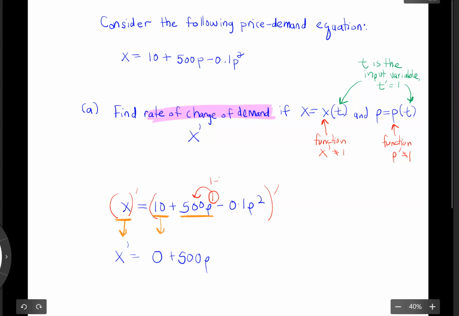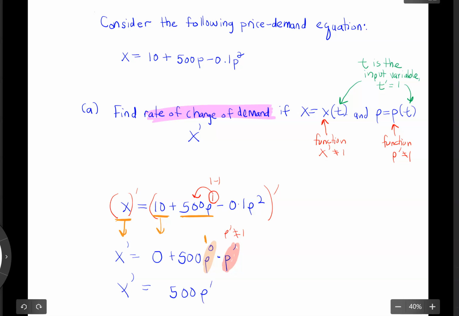I decrease my exponent by 1, and I tack on the derivative of the base. Now, p to the 0 power is still going to be 1. Any non-zero base to the 0 power is going to be 1. But p prime is not going to be 1 because p is a function. So p prime is not equal to 1. So when I rewrite this, I'm going to get x prime equals 500 p prime.